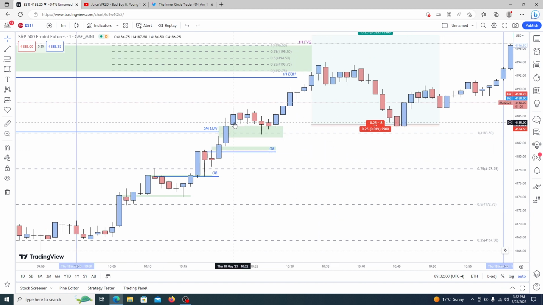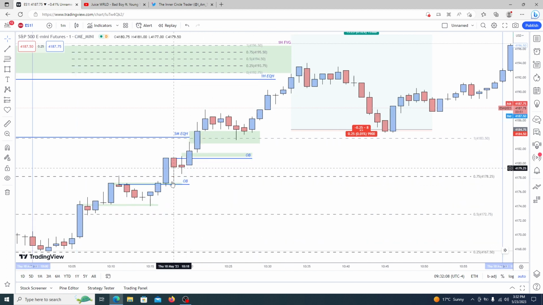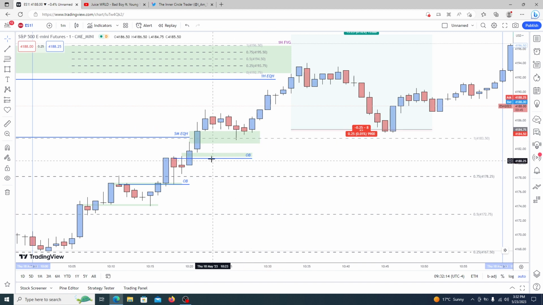Okay, so price could come down, trade this fair value gap, we have this one down here, and we have these order blocks, and then we have this wick, which we could mark, and we could find the consequent encroachment of this wick. Okay, so we got 1, 2, 3 PD arrays right here. We have a fair value gap, an order block, and a wick resting below, which would be a 4th PD array.